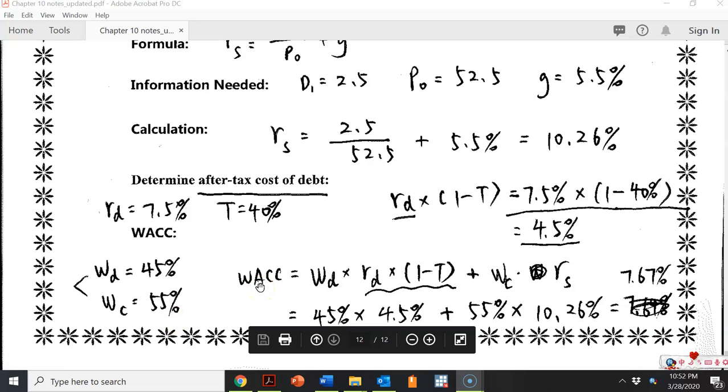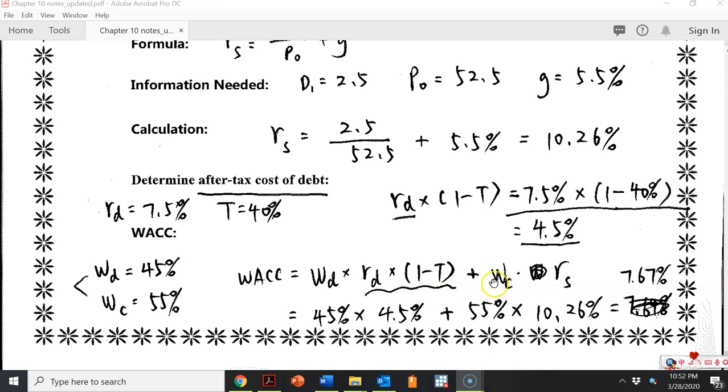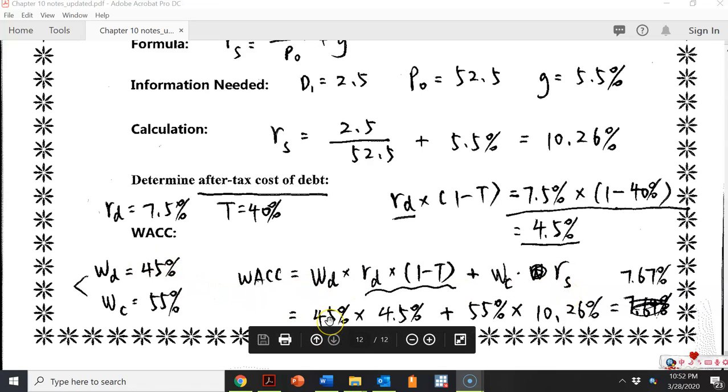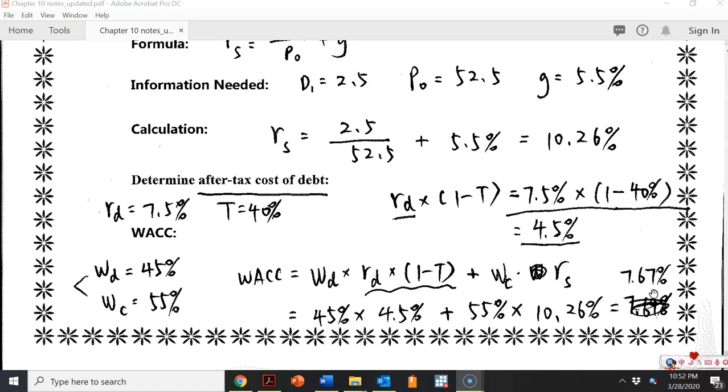So WACC becomes WD, the weight for debt, multiplied by the after-tax cost of debt, plus the weight for common equity, WC, multiplied by the cost of common equity, RS. So we use 45% multiplied by 4.5% after-tax cost of debt, plus 55% weight for common equity multiplied by the cost of common equity, 10.26%. The final WACC becomes 7.67% for this firm.